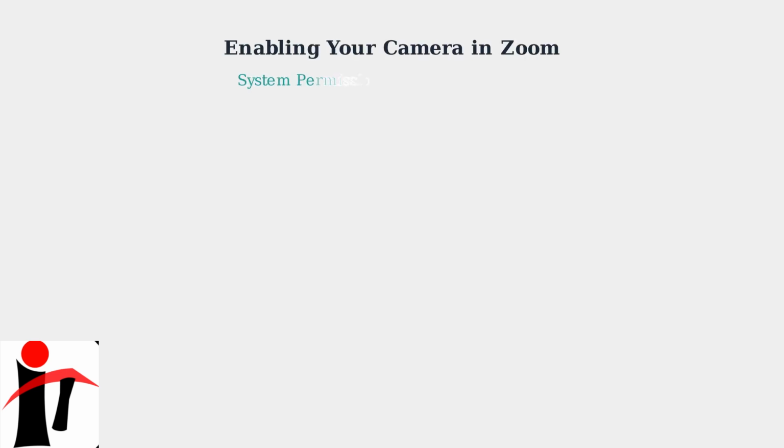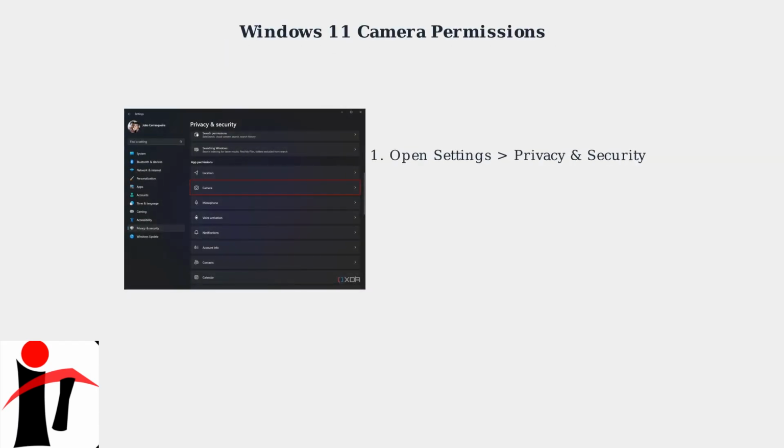Having trouble turning on your camera in Zoom? The solution involves two key steps: ensuring system permissions are enabled and activating your camera within the meeting. First, let's enable camera permissions on Windows 11.